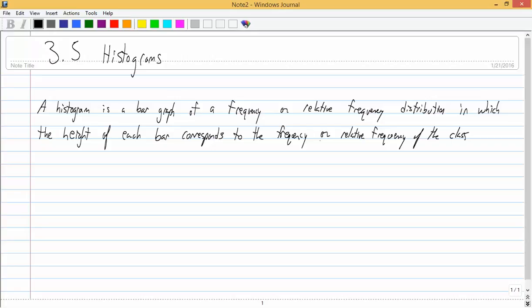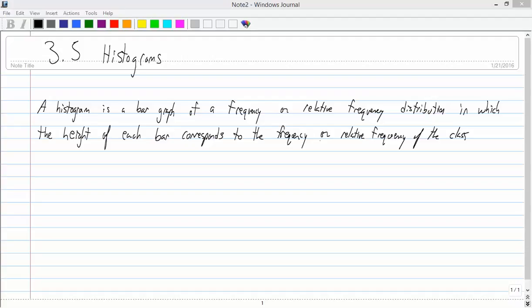Histograms are probably, I would say, one of the more frequently used types of statistical graphs. They're pretty easy to interpret. One difference between a histogram and a bar graph, most histograms will not have any spaces. So let me show you an example really quick.